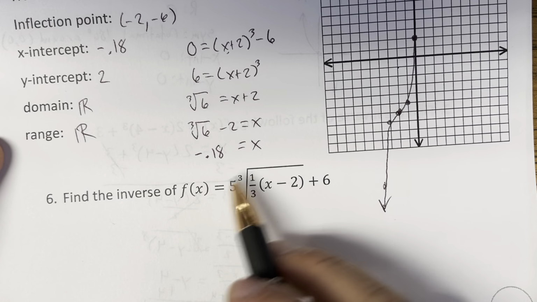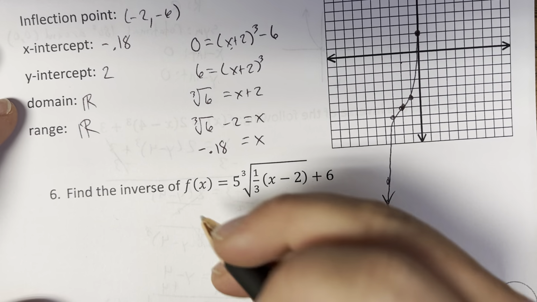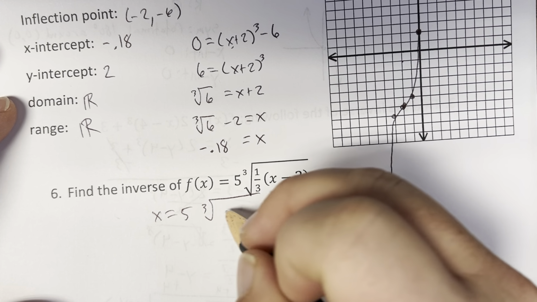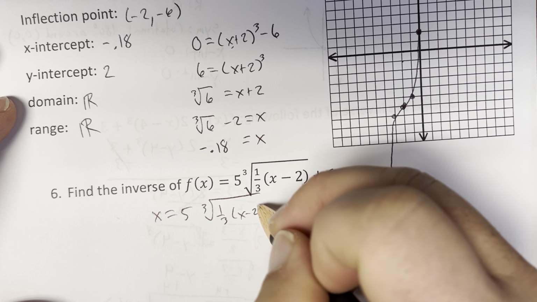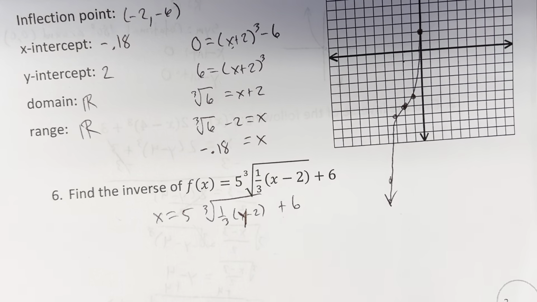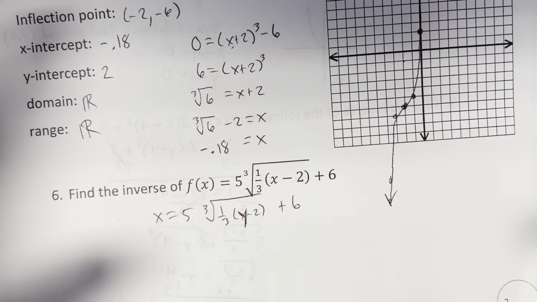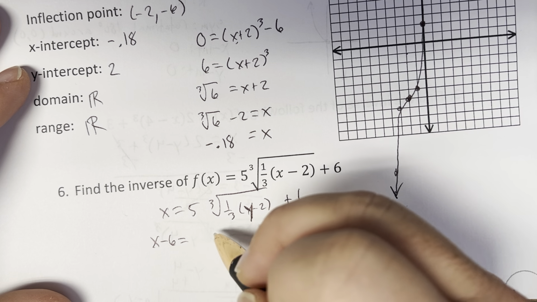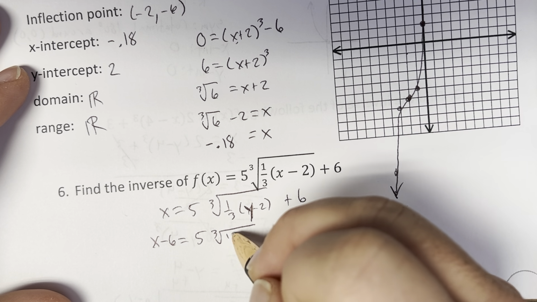Number 6, find the inverse of this long one right here. We're going to start off by switching my x and y. So x equals 5 cube root of (1/3 y minus 2) plus 6. Sorry, not x, that's a y. Switch the x and y. All right, and then we're going to work our way outside in to get the y by itself. So we'll start by subtracting the 6 over. So x minus 6 equals all of this.